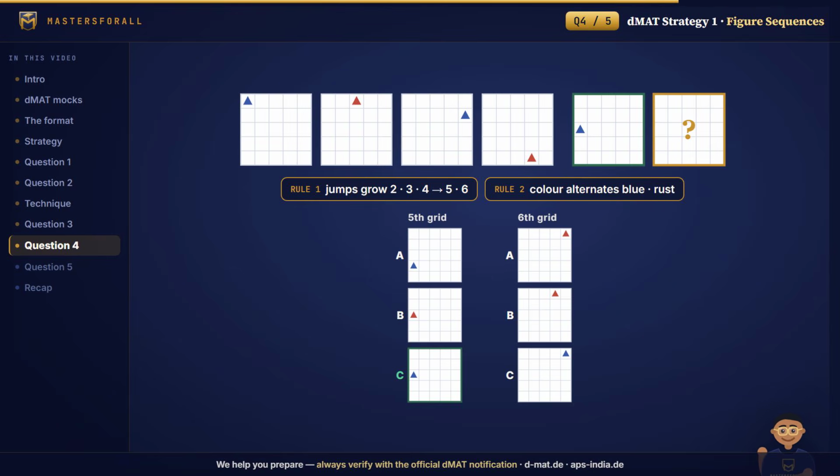Fifth grid, jump 5. That carries it round to the left-hand side and it's blue, option C. Sixth, jump 6 up to the top right corner, red, option A. That is the single trap that catches the most people in this section. You are past it.